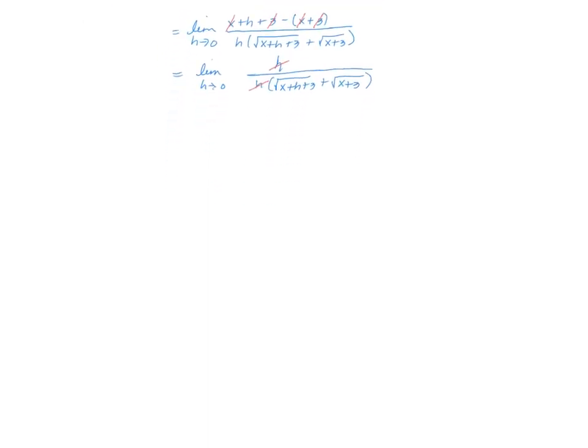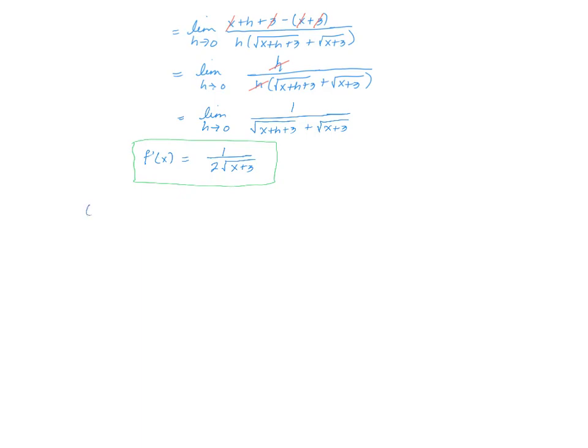And then I'm just evaluating this limit as h goes to 0 of 1 over the square root of x plus h plus 3 plus the square root of x plus 3. So that's just going to be 1 over 2 times the square root of x plus 3. So this is our derivative. And that was part A.